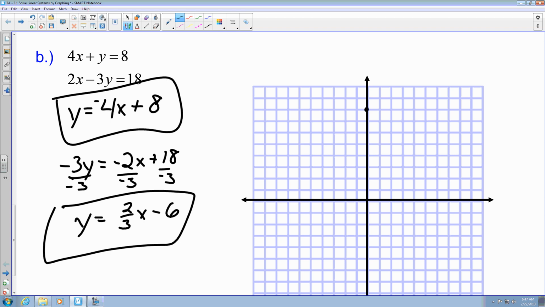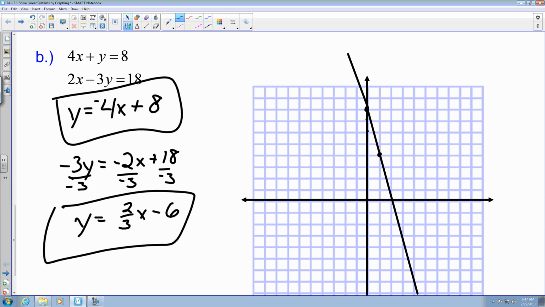The y-intercept for the first one is 8, and my slope is -4. So I'm going to go 1, 2, 3, 4 down, and 1 unit to the right. With that, I'm going to draw my line. Doing the best I can to stay within the points. It can be tough, especially with human error.